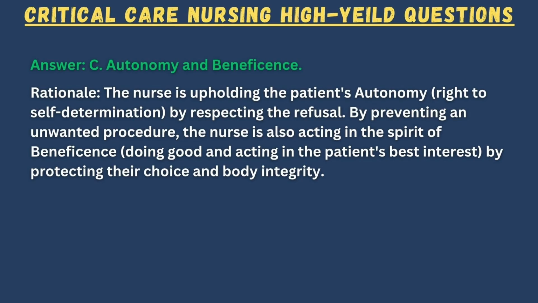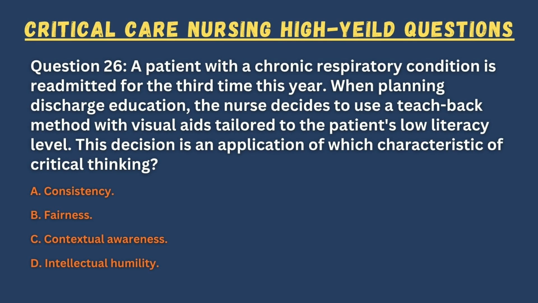Rationale: the nurse is upholding the patient's autonomy, right to self-determination, by respecting the refusal. By preventing an unwanted procedure, the nurse is also acting in the spirit of beneficence, doing good and acting in the patient's best interest, by protecting their choice and body integrity. Question 26. A patient with a chronic respiratory condition is readmitted for the third time this year.